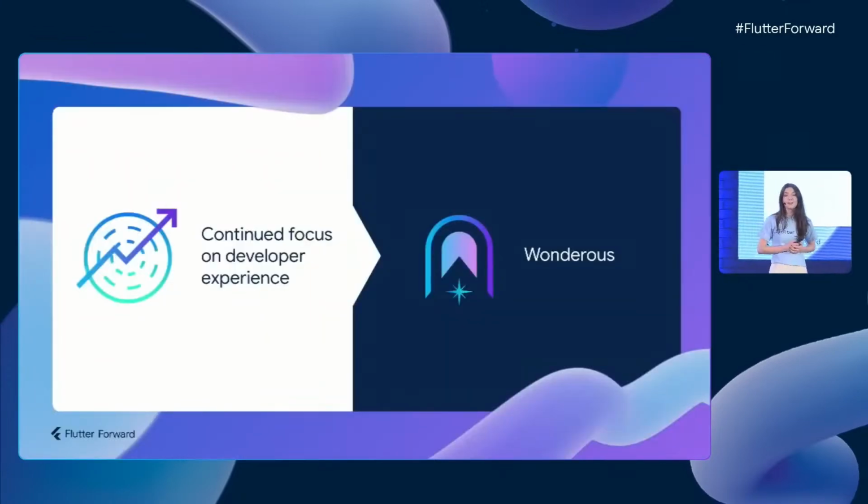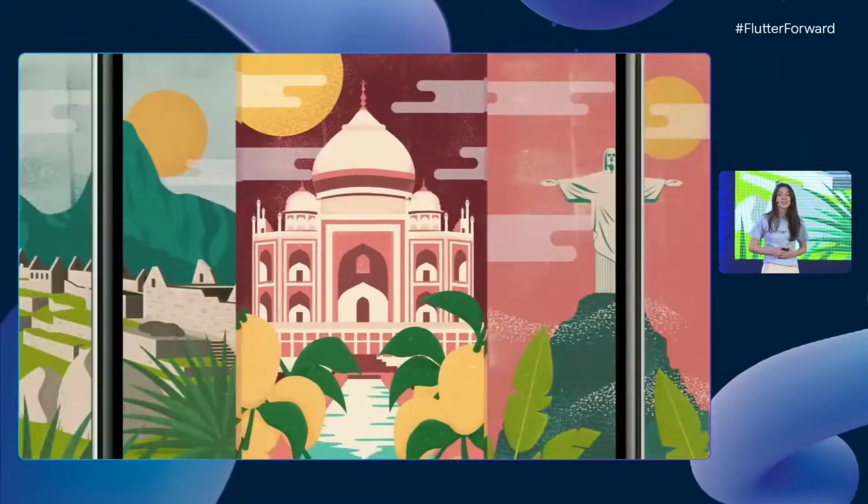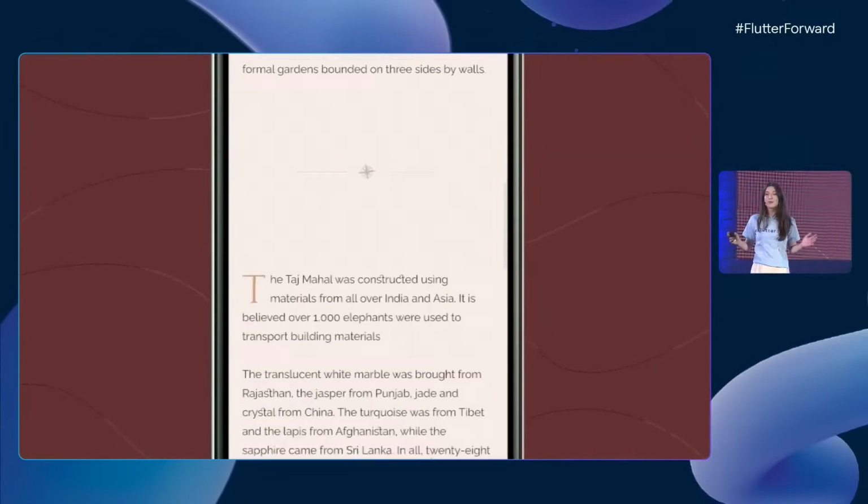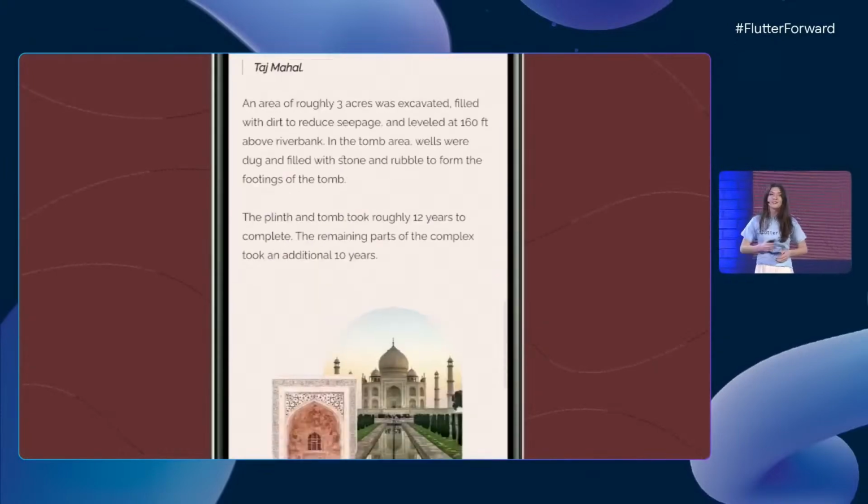So we just covered our vertical toolkits, but beyond building an app for specific industries, it's just really helpful to have some sample code to get started, to have best practices for things like performance, accessibility, design. And that's one of the reasons why we partnered with the team at gskinner to create Wondrous. Wondrous is a Flutter reference app that brings the wonders of the world to life on your device.